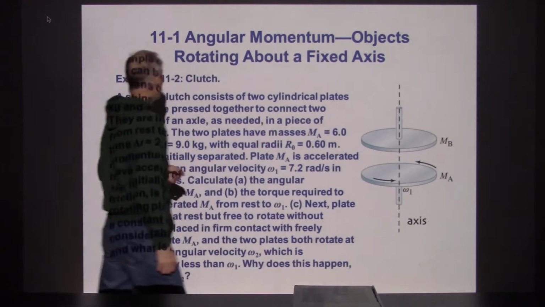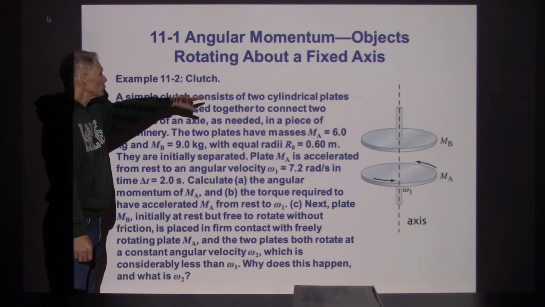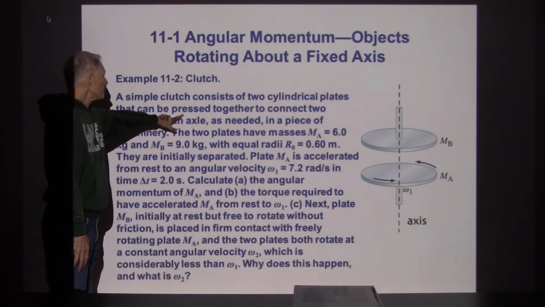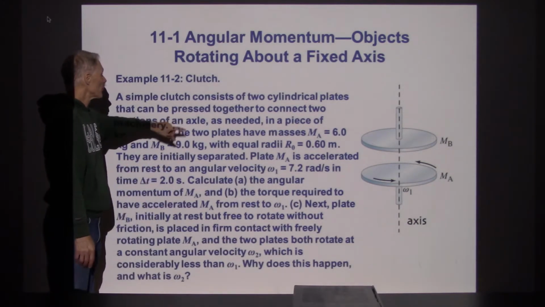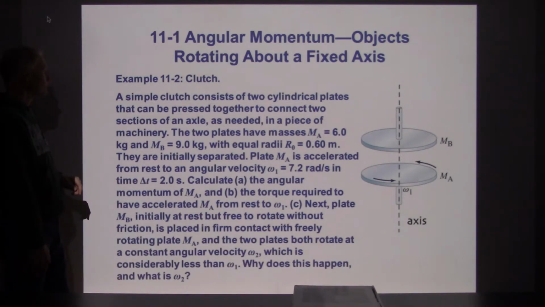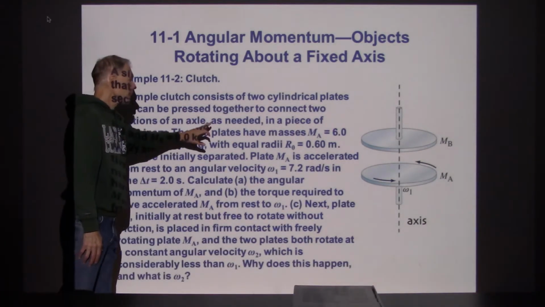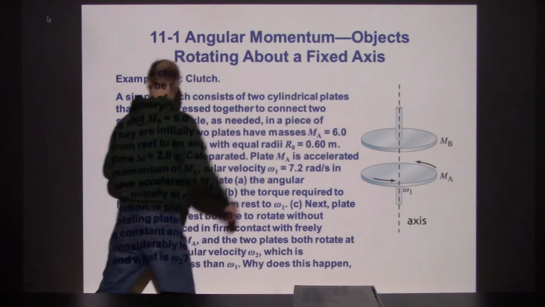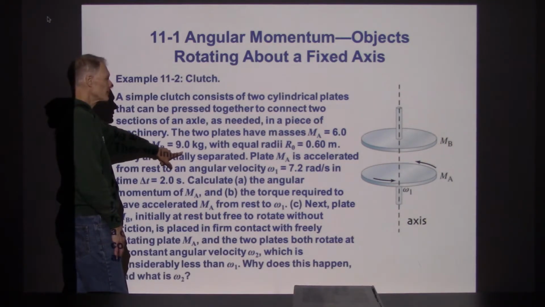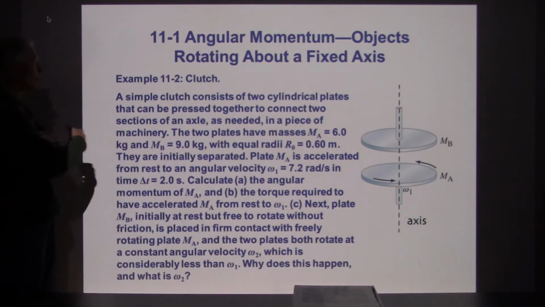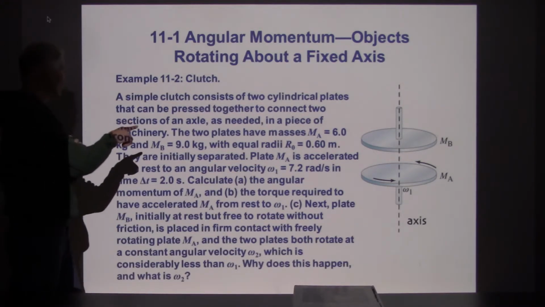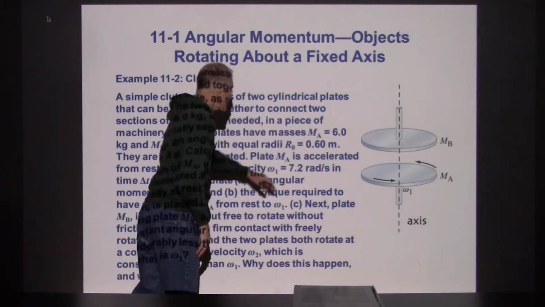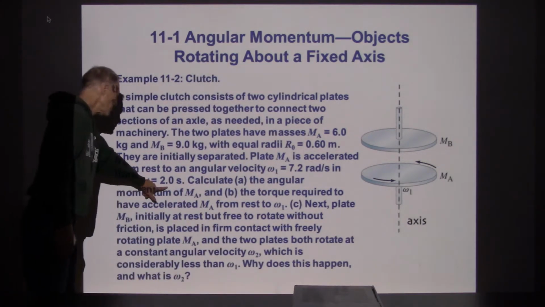Now what they're saying in the problem, they're calling this a simple clutch. Two cylindrical plates that can be pressed together or dropped so that they're in contact. The mass of plate 1 is 6 kilograms. The mass of plate 2 is 9 kilograms. They both have the same radius of 60 centimeters. Initially they're separated, and the lower one is initially accelerated to a speed of 7.2 radians per second in just 2 seconds.